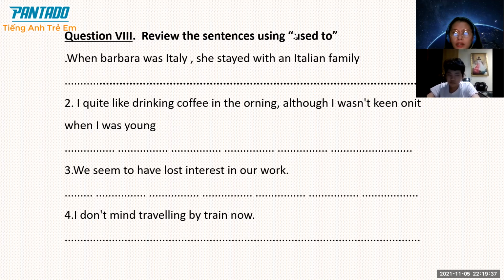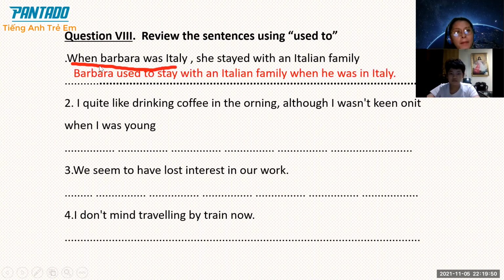For example, in number 1 here, when Barbara was in Italy, she stayed with an Italian family. It will become Barbara used to stay. So we add used to stay. Barbara used to stay with an Italian family when she was in Italy. You just need to add used to the verb. After that, you can change the order of the phrases. Do you understand that? Can you try to annotate on the line? I'll give you 4 minutes for that.